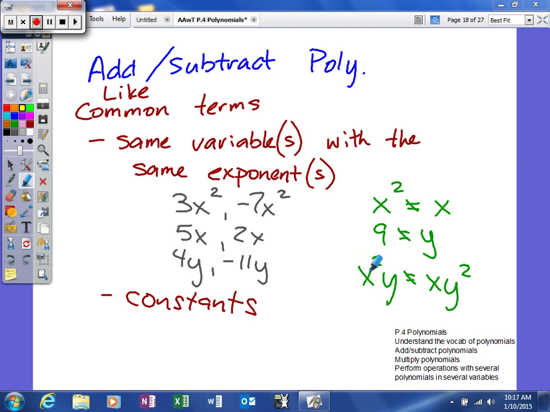And then this is a tricky one, x squared y and xy squared. The reason those are not like terms is because x's exponent is 2 here, y's exponent is 1, x's exponent is 1, y's exponent is 2. So to be like terms, the same variables are the same exponents, or of course, two groups of constants will also work.